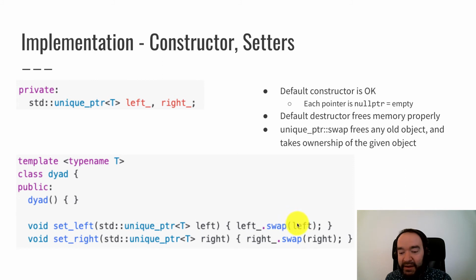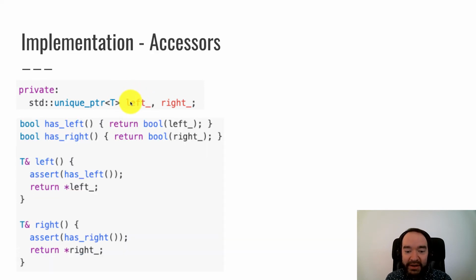And then at the same moment, this passed in left pointer will now take ownership of whatever was in left underscore before. And then left with no underscore goes out of scope. So if there was an object there, it gets deleted. So again, no memory leak here. Unique pointer does all the work of managing our memory. Let's take a look at the accessors.